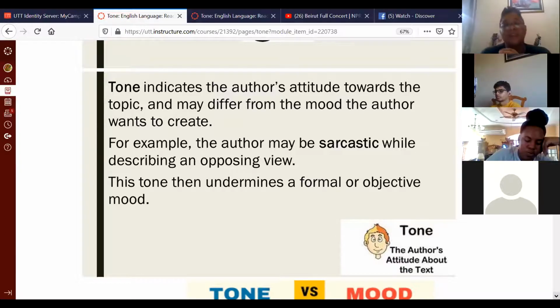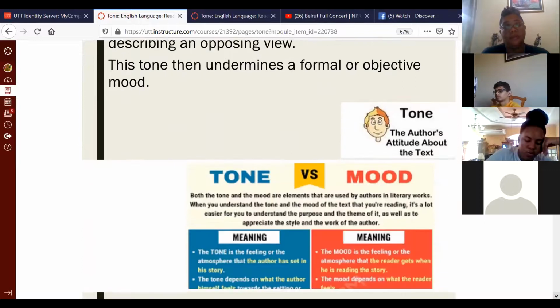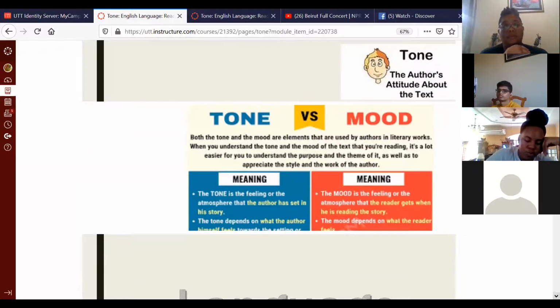So tone is the author's attitude. Mood is the feeling created by the writer. Right? So these are stylistic choices you can make. You can influence how someone feels about the writing. So not just the information, but being able to accept the information, being able to process the information has a lot to do with the mood you create in your writing.